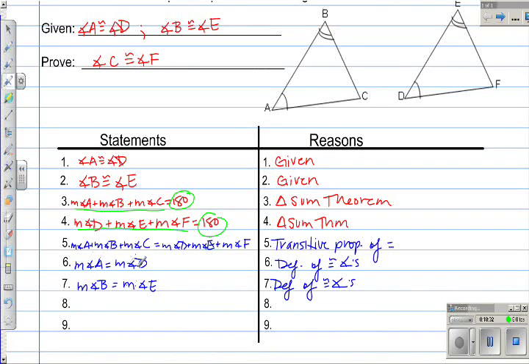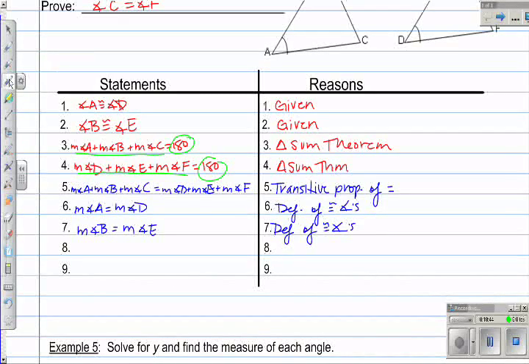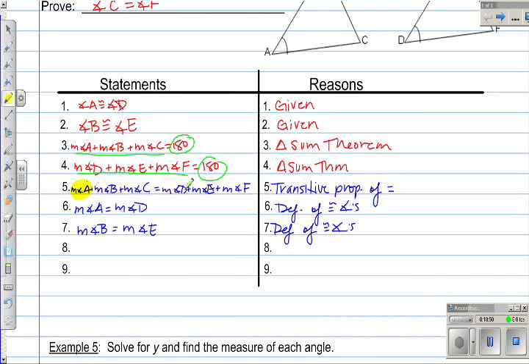Now I can replace. If they're the same, then I could say this A and B is the same thing as that D and E, right? So if those are the same thing, couldn't you subtract this from both sides of the equation? They're the exact same thing. Could you then also subtract B and E? Those are the exact same thing. So if you took those out of the equation, you're left with the measure of angle C equals the measure of angle F by subtraction property of equality.